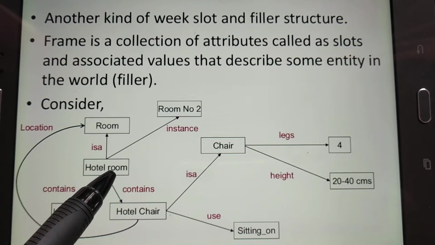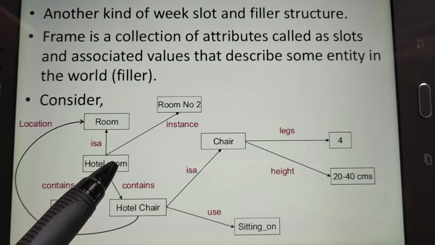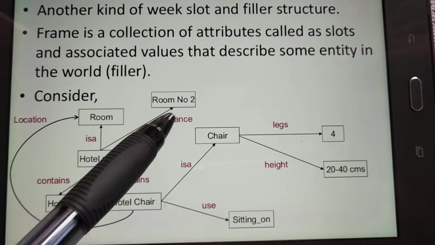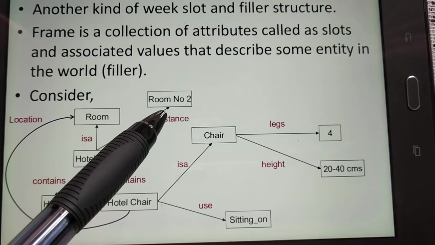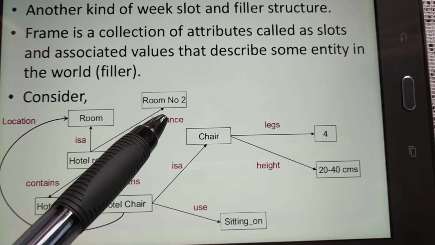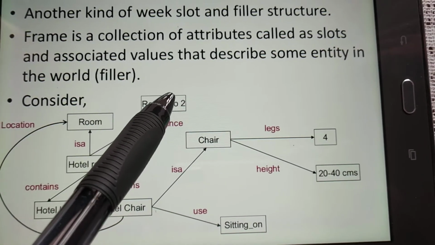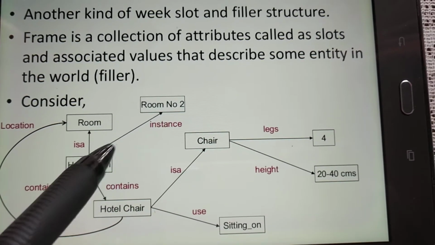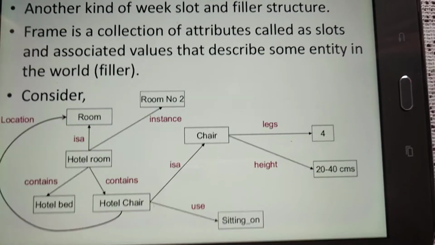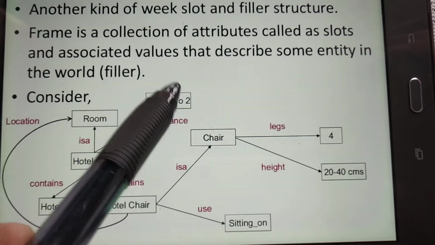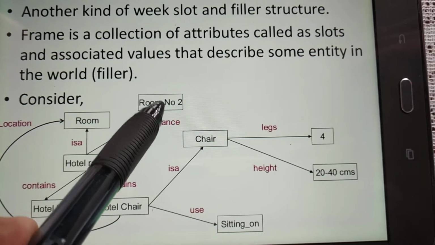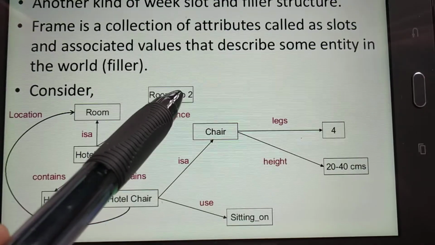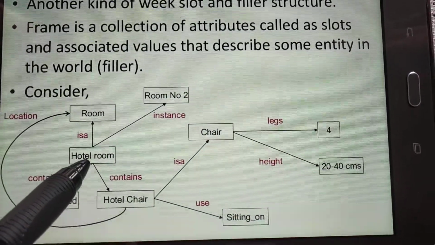Then hotel room has an object called room number 2. Please note this arrow direction is wrongly placed. The arrow direction should be from room number 2 towards hotel room. Please do the change. The direction of the arrow should be from room number 2 towards hotel room. So room number 2 is an instance of hotel room, right?